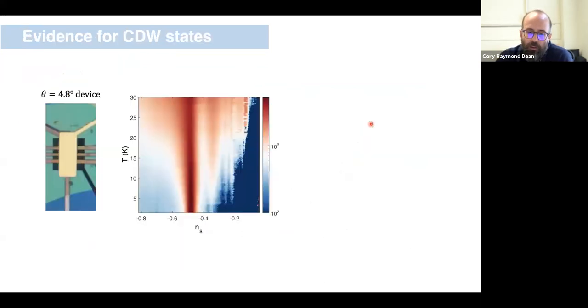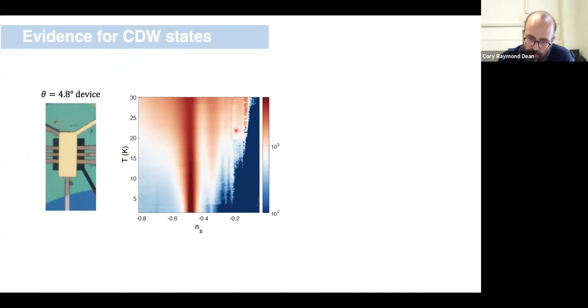One more thing. So these are kind of new mysteries. We started to look more in detail back at these devices away from the half-filled insulator. Here I'm looking at a 4.8 degree twisted device. This red strip in the middle is presumably the Mott gap. This is at half filling.